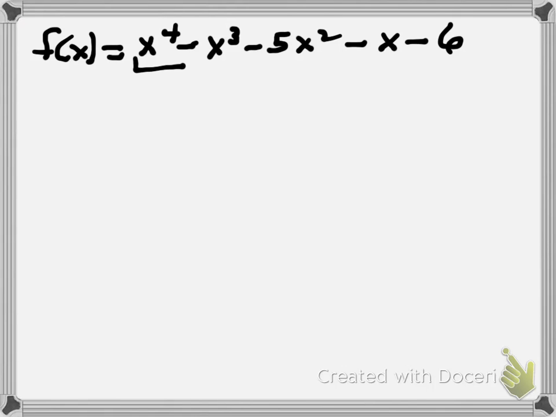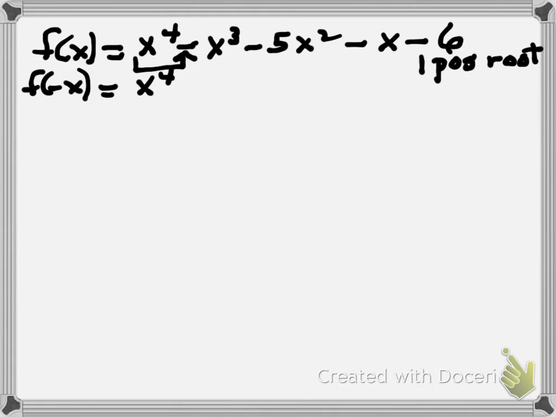So we have a change of positive to negative, and then we have no other changes. So we're going to have one positive root. Then we take f of negative x. Negative x to the fourth power is going to remain x to the fourth. Negative times itself 3 times is going to be a negative, times the negative there is going to change this to a positive x to the third.